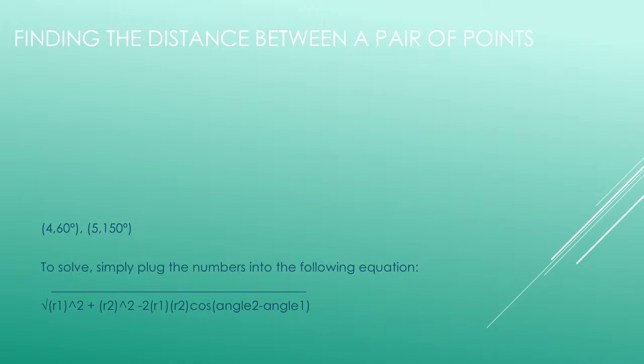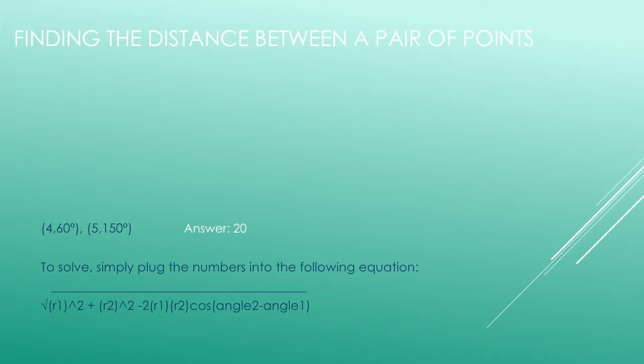It kind of seems like a lot, but once you really look at it, it's not that bad. 4 is going to be our r1, 5 is going to be our r2, 60 is angle 1, and 150 is angle 2. So we just plug that in, and that gives us the square root of 4 squared plus 5 squared minus 2 times 4 times 5 times the cosine of 150 minus 60. When you plug that into the calculator and hit enter, you will get that the answer is 20, which worked out wonderfully considering I just happened to pick random numbers and it fortunately ended up being a whole number.